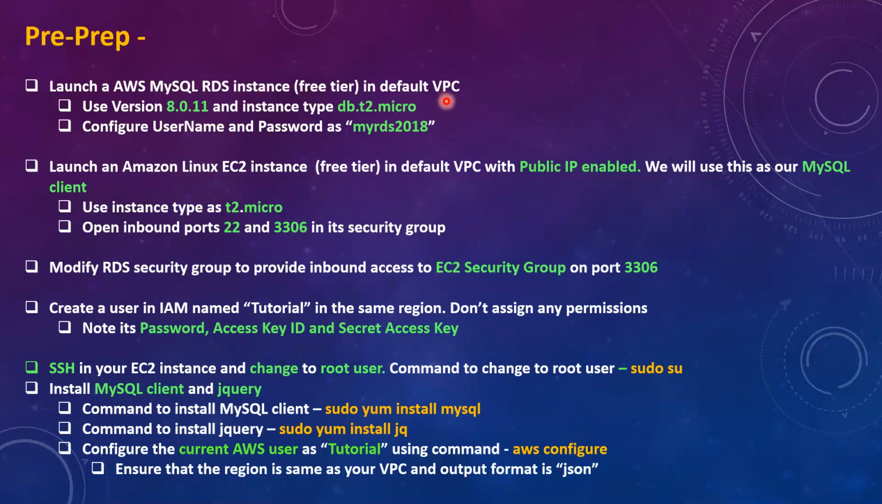As long as you use the same VPC, whether it's a default VPC or custom VPC, you should be good. I would recommend that you use version 8.0.11 and instance type db.t2.micro. Configure the username and password as MyRDS2018. These are the credentials that I will be using in this tutorial, but you are free to use any other credentials of your choice.